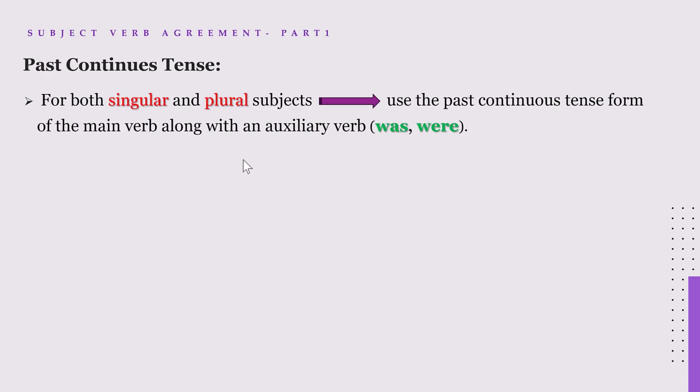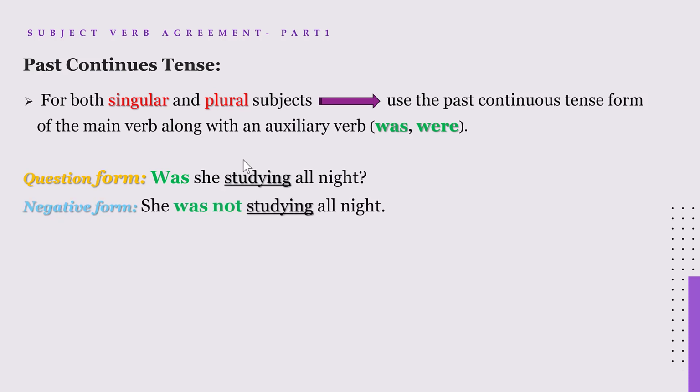In past continuous tense, for both singular and plural subjects, use the past continuous form of the main verb along with an auxiliary verb. The auxiliary verb was is used for singular subject and were for plural subject. Was she studying all night? She was not studying all night. She was studying all night.